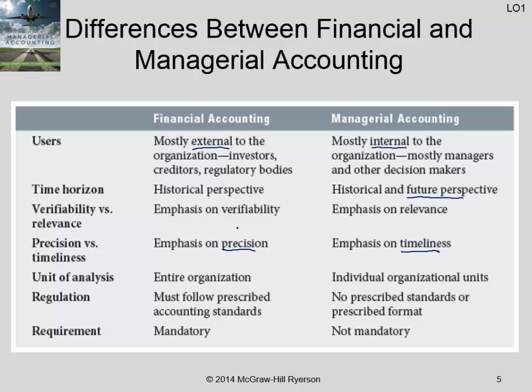Units of analysis: you can divide up the organization into smaller chunks with management accounting. You can actually do that with financial accounting too, so we won't fuss too much about that little row on the table here. Regulation: we're talking about GAAP here. There is no GAAP for management accounting. It is basically what makes sense for the business to employ in terms of its decision making.